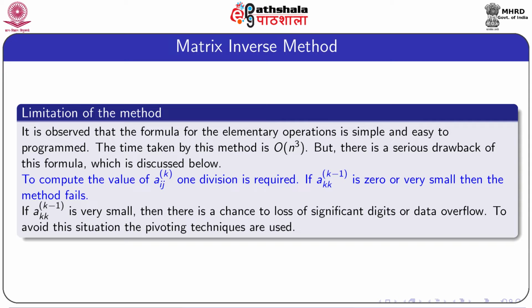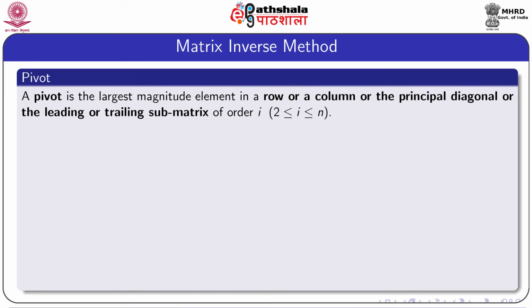But this situation can be avoided by applying an important and useful technique called the pivoting technique, which is discussed in the next slide. Now, we define pivot. A pivot is the largest magnitude element in a row or in a column or the principal diagonal or the leading or trailing submatrix of order i, where i lies between 2 to n.